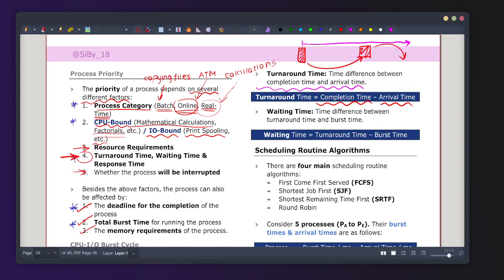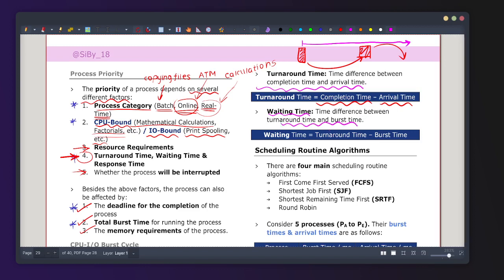It's usually a good idea for any low-level scheduler to minimize turnaround time for any given process. Minimizing turnaround time is another important task that all processors, low-level schedulers must adhere to. Waiting time is the time difference between turnaround time and burst time.